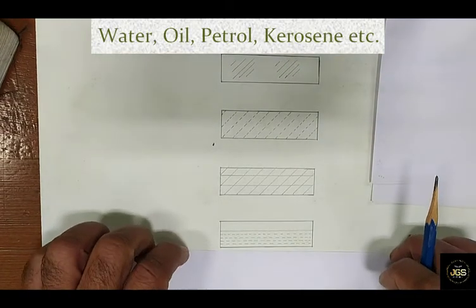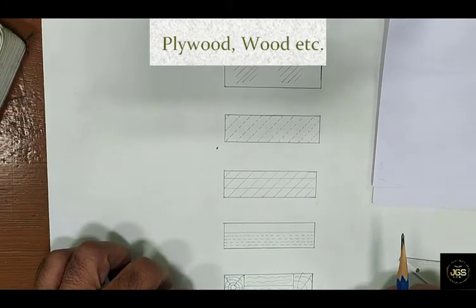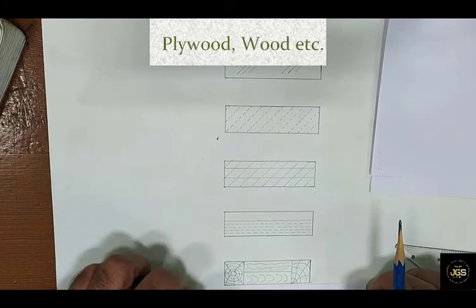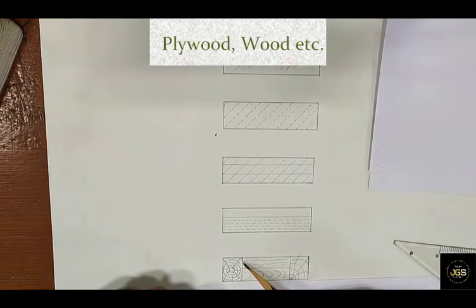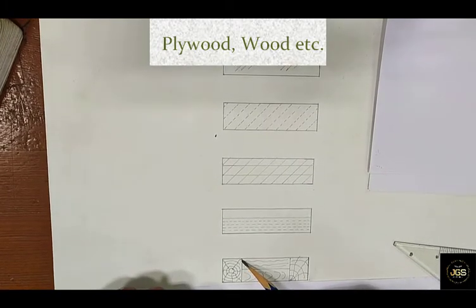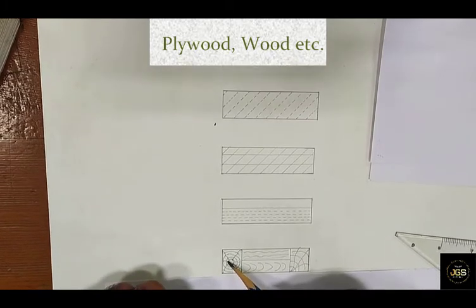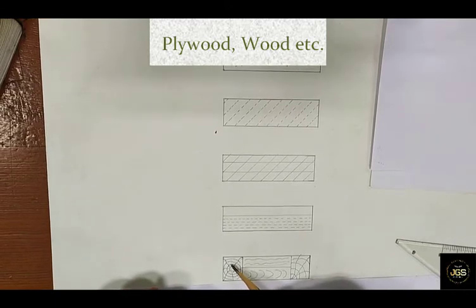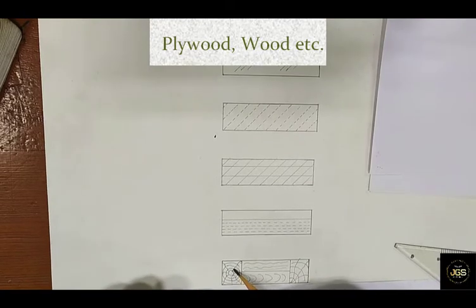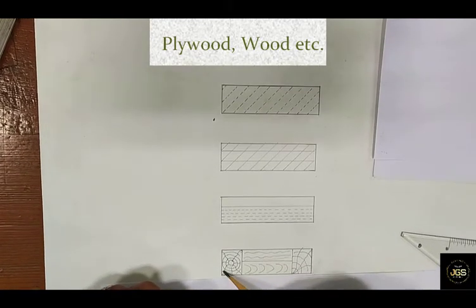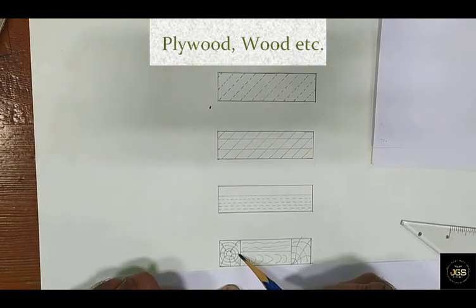Next we are going to draw, in the same rectangle with the same process, the symbol for plywood and wood, etc. Here it is divided into 4 portions. You take the same rectangle. Here you can mark the 1/4 part over here, 1/4 part over here as a square. In this, because this is the cross section of a wood like this, these are the annual rings. You can mark these annual rings. Then from here to this corner, you mark this line like this. From all the corners, you mark these lines. This is the cross section of the wood.